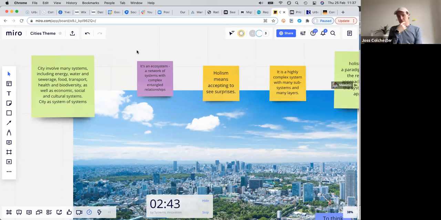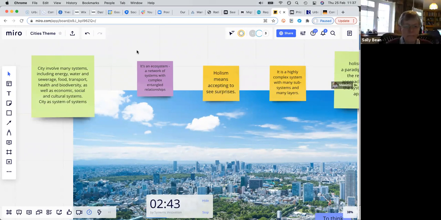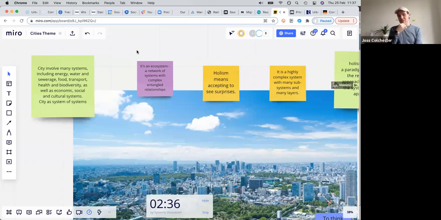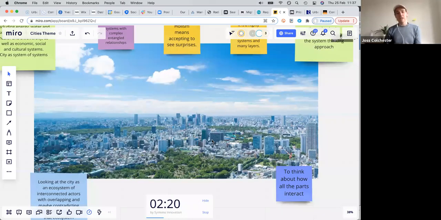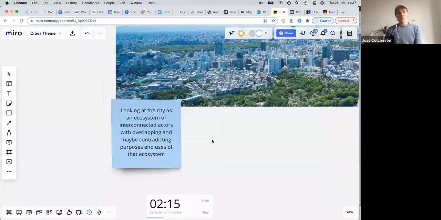I think the word entanglement gets to the idea of interdependence, doesn't it? Yes, yeah. Which we haven't mentioned yet, and it's obviously part of what cities are about. We cram all these people and all these systems together, and we inevitably get huge interdependencies, and that's something really key that we have to think about. Okay, so anybody else looking at the city as an ecosystem of interconnected actors with overlapping and maybe contradicting purposes and use of the ecosystem?